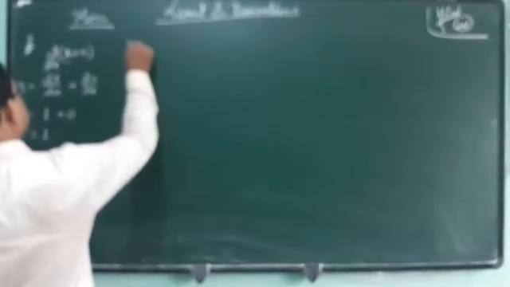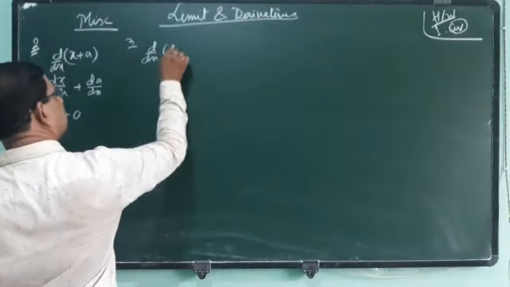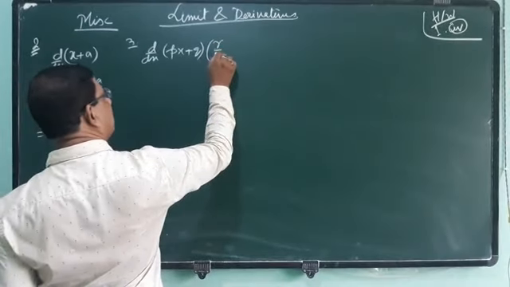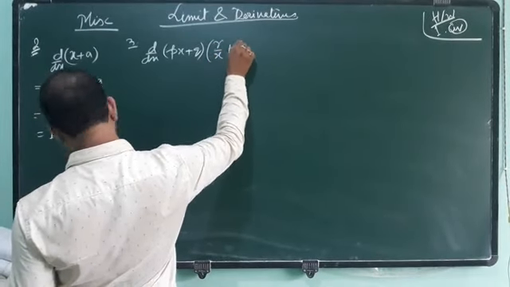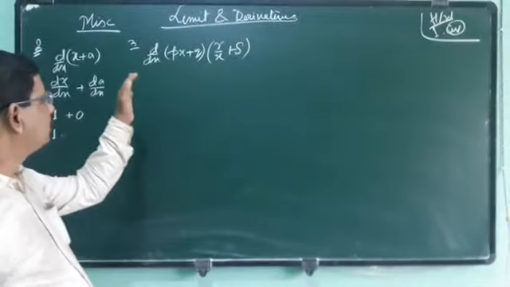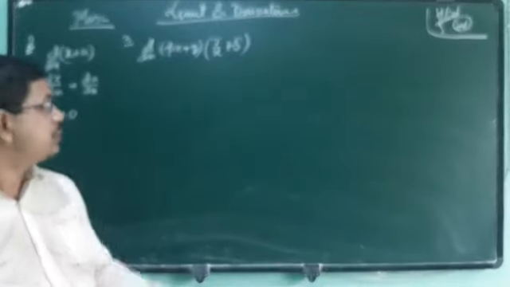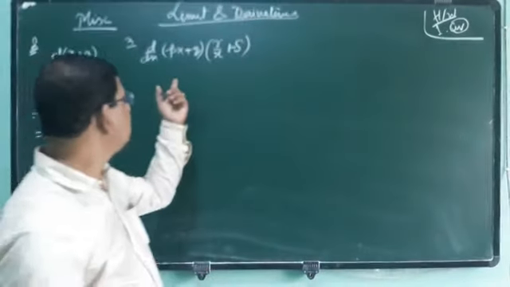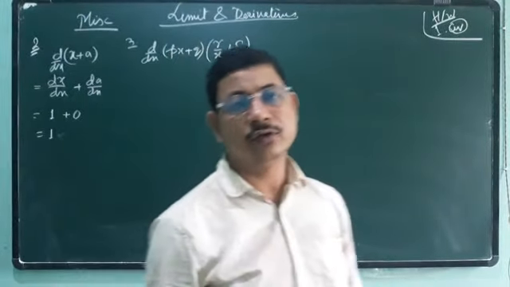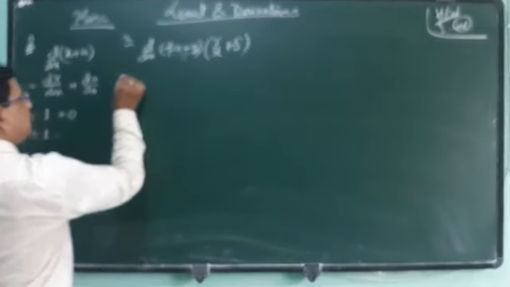Now question number 3. Differentiate (px + q)(r/x + s). Here you can do it by multiplying and getting the algebraic expression, or you can use the u into v form. That also you can do. So here I want to use this one as u, this one as v. So u into v formula already used.